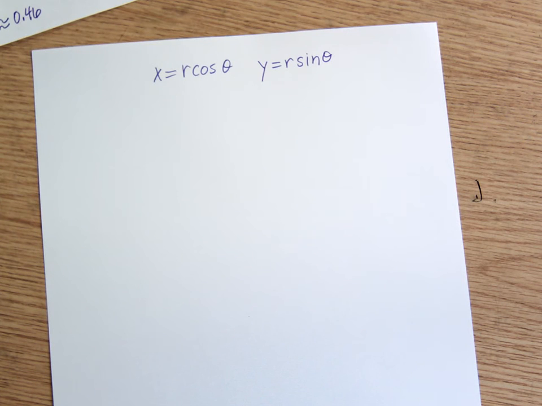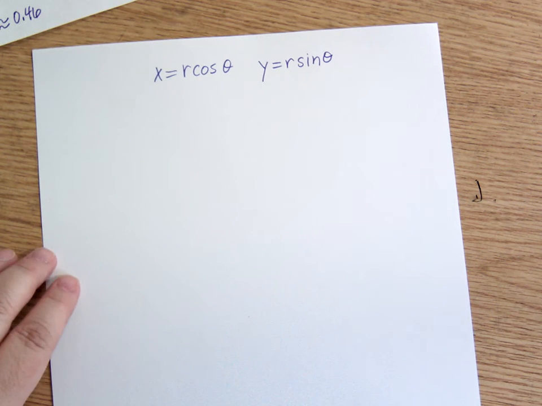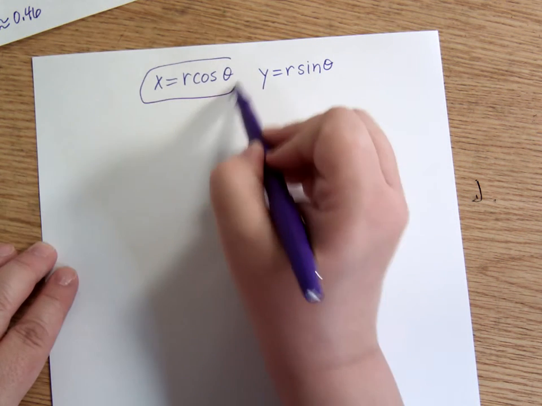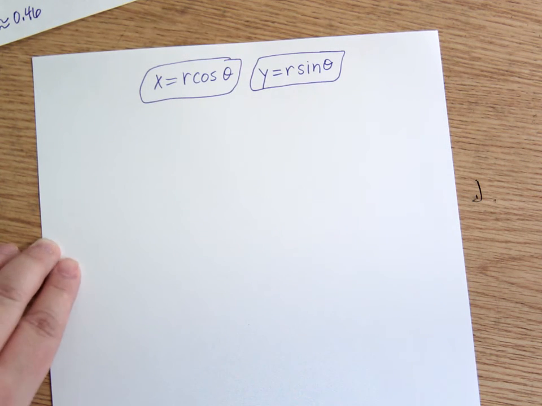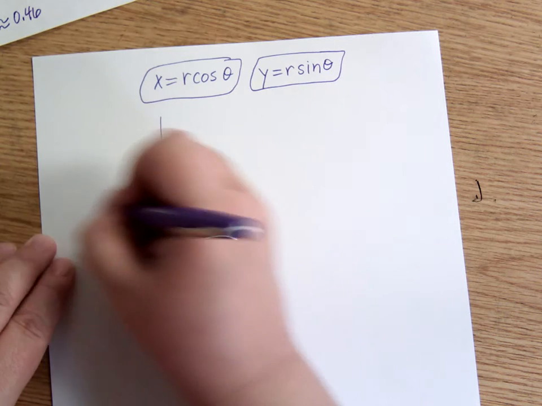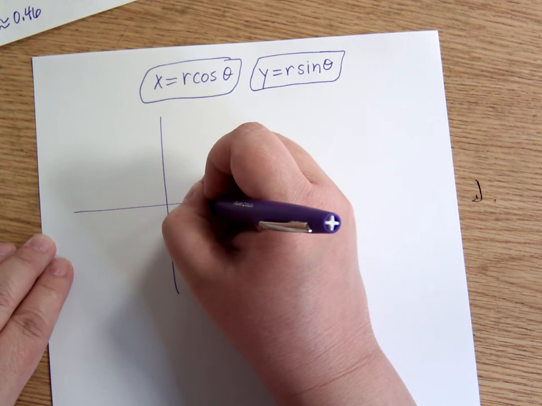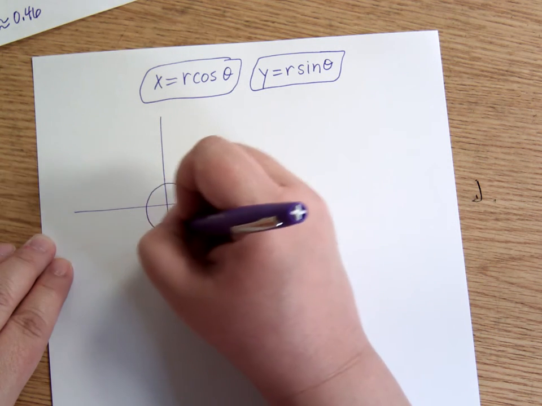Okay, as promised, I'm back to talk about why the polar coordinates to rectangular coordinates and vice versa, why the things that we use to convert them are what they are. In other words, why do I use x equals r cosine theta and why do I use y equals r sine theta?